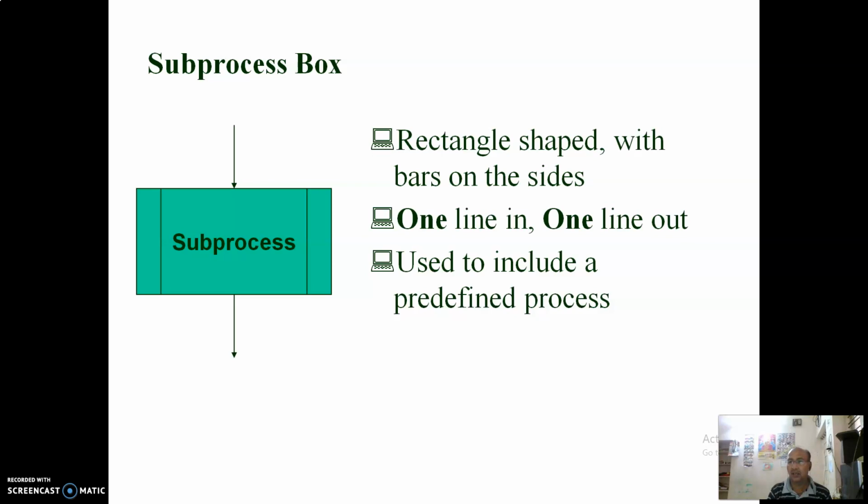In a flowchart, how to represent the functions? In a flowchart, we can represent the sub-process. That is the predefined process symbol, a rectangle shape with bars on the sides, with one line out. It is used to include a predefined process.